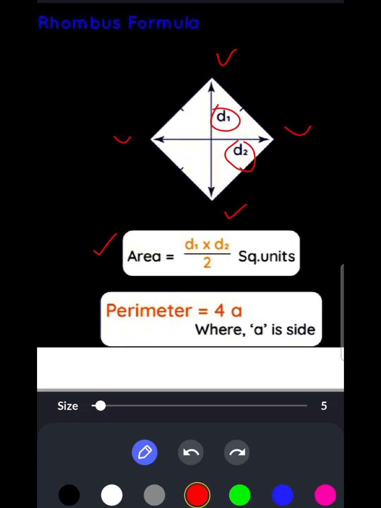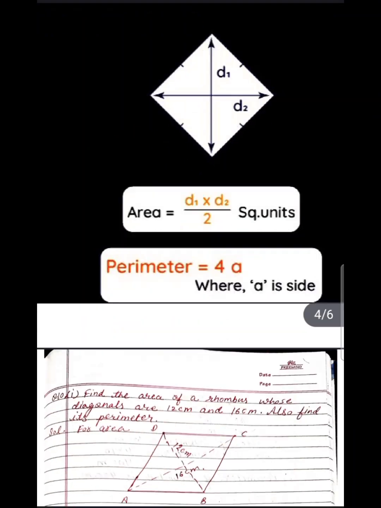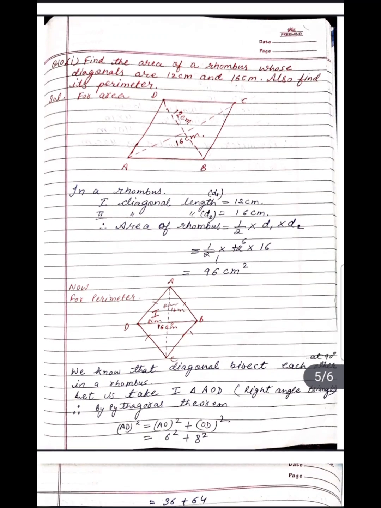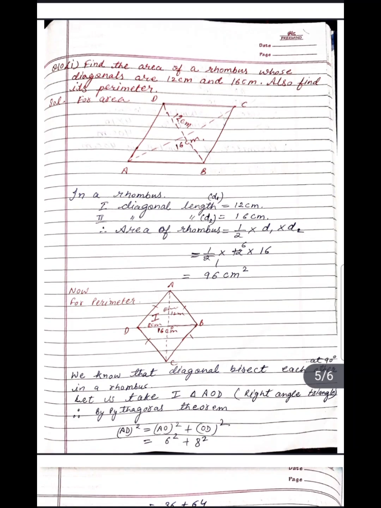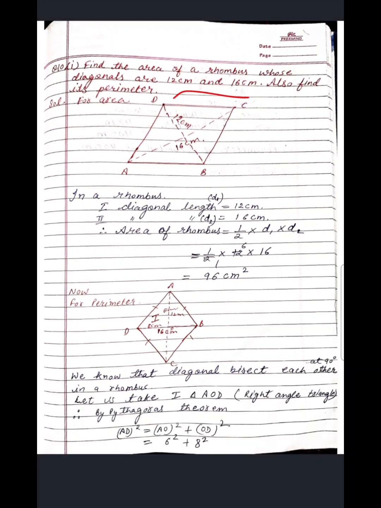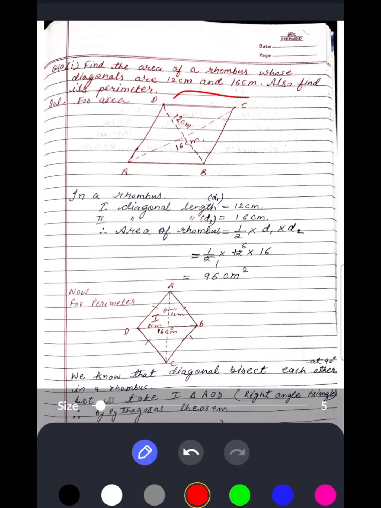And for the perimeter, we just need to multiply side by 4. So that will be 4 into A, and A will be the side of rhombus. Now let us solve one question by using these formulae. Find the area of the rhombus whose diagonals are 12 centimeter and 16 centimeter, and also find its perimeter.